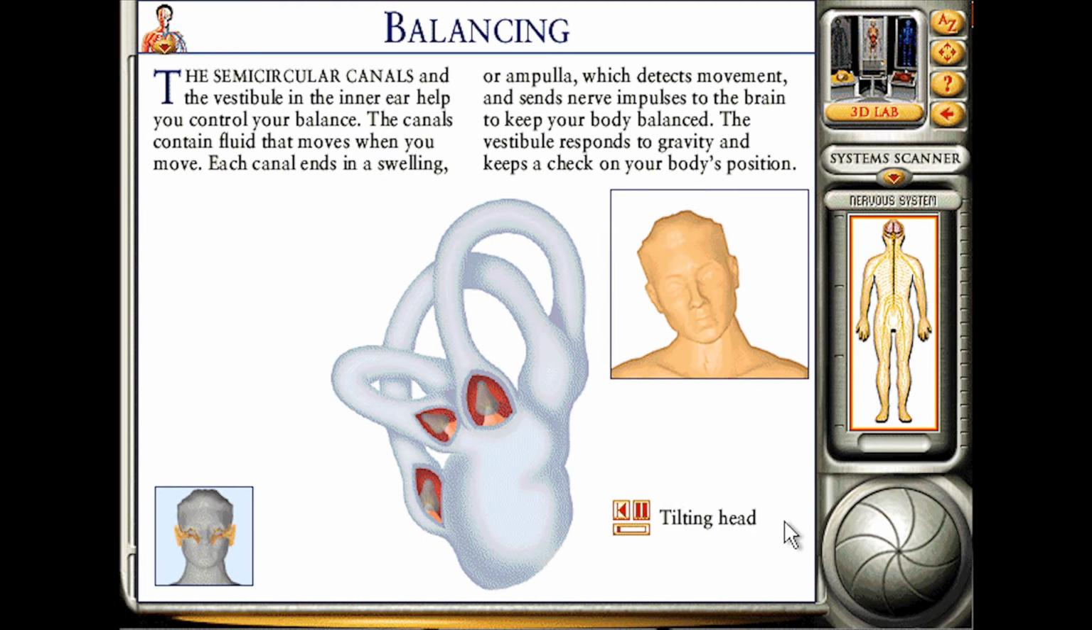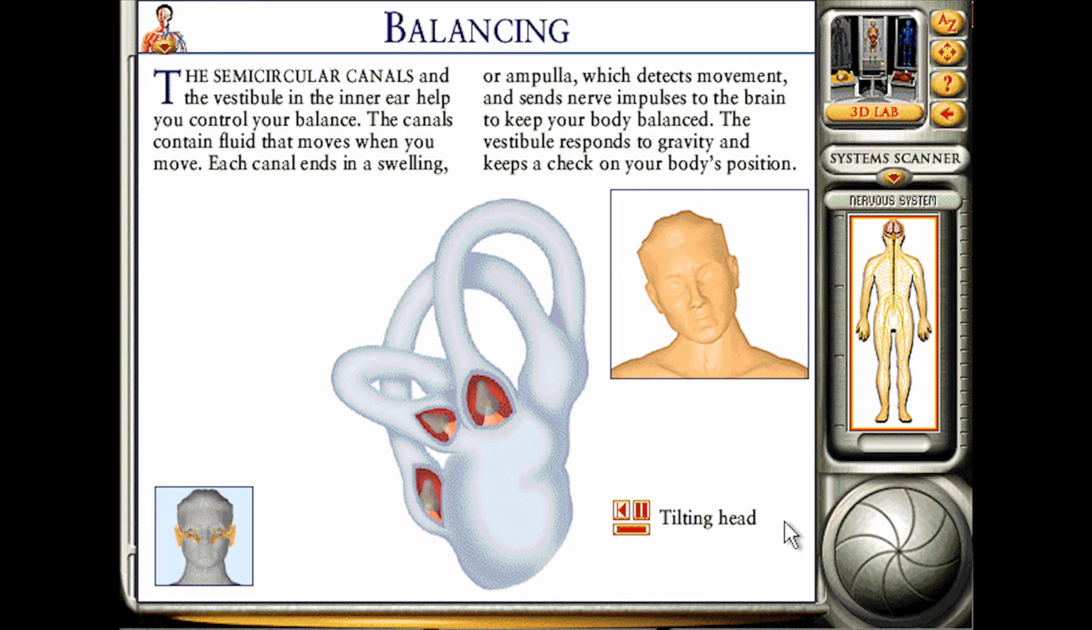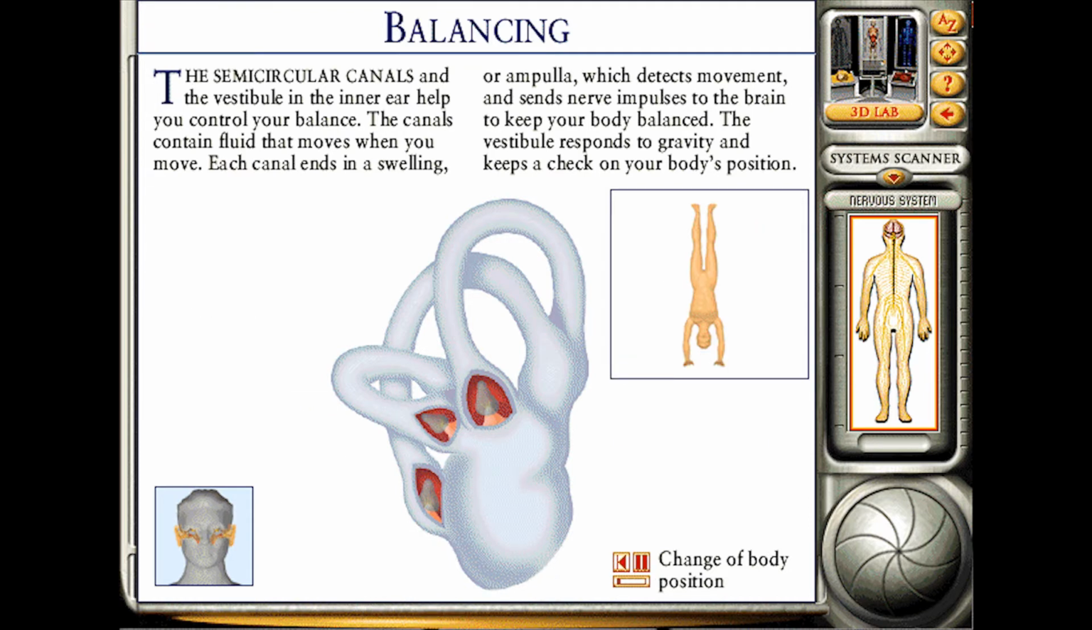Tilting your head from side to side affects the fluid in the rear semicircular canal. This movement is transmitted to sensory hairs in the ampulla, which send messages to your brain where your balance is adjusted. When you change your position, sensory receptors in the vestibule respond to the pull of gravity and send messages to your brain telling it which way up you are.